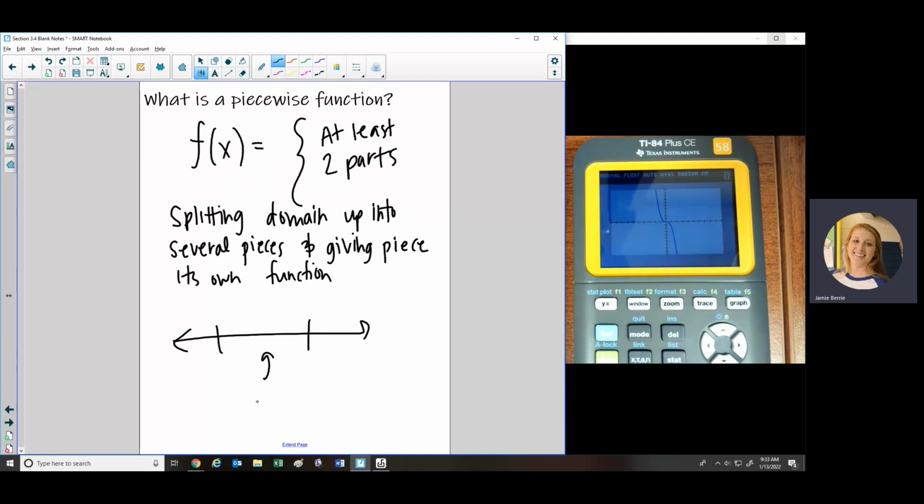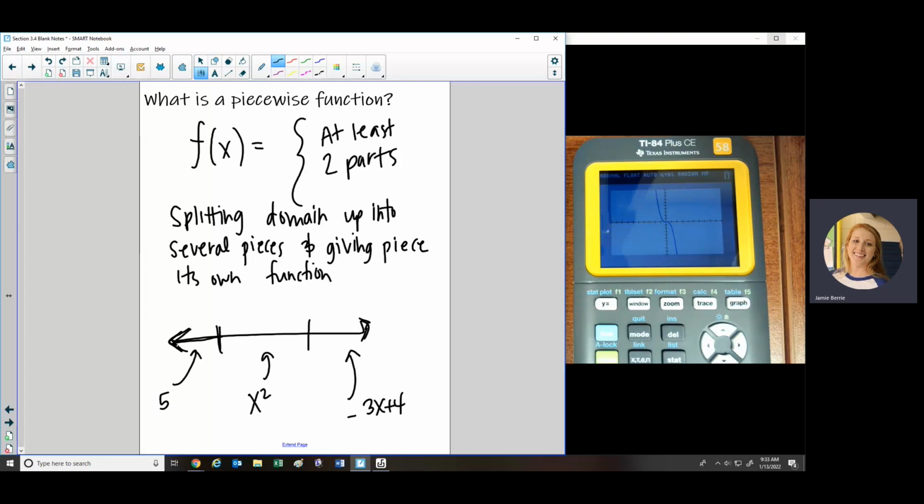So maybe this piece in the middle gets x squared. This piece over here, maybe it gets negative 3x plus 4. And then this piece over here, it could even be just a number. Maybe it gets the number 5. So then you would say, okay, well, I need to determine the interval for each one of these pieces. You would figure out this interval, write it down, figure out the middle interval, write it down, and then your last interval, write it down.